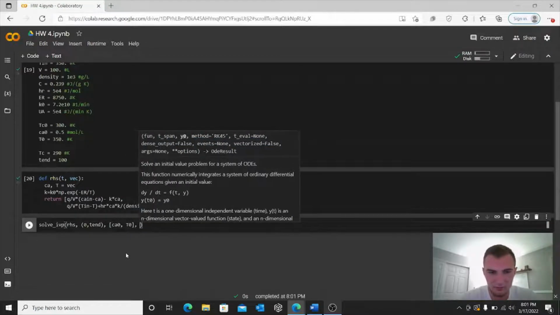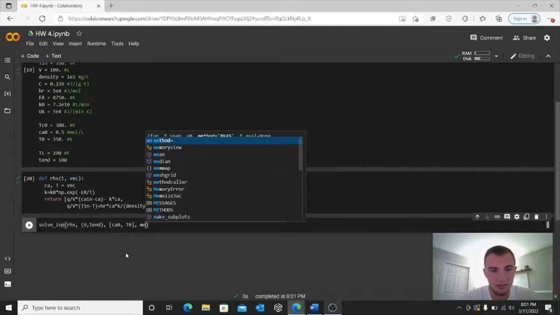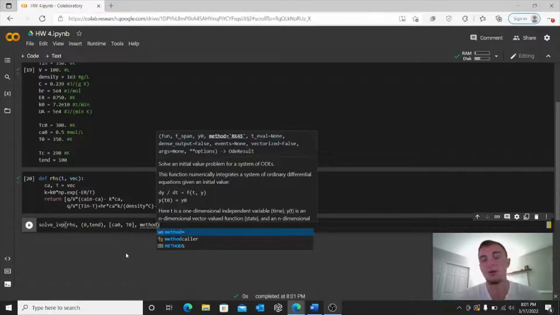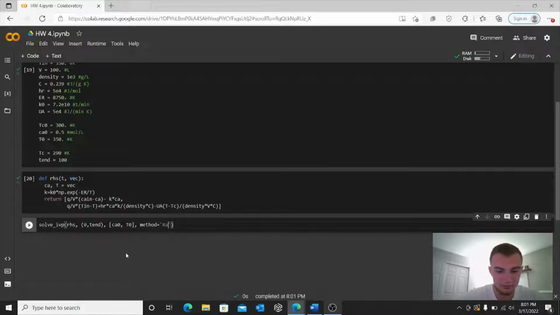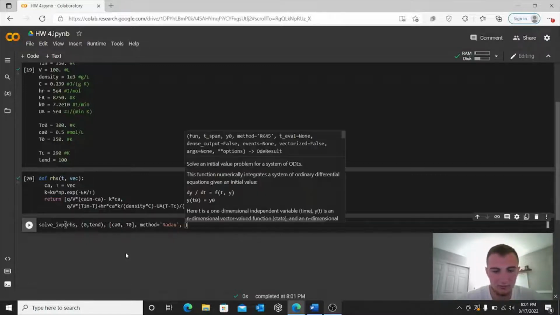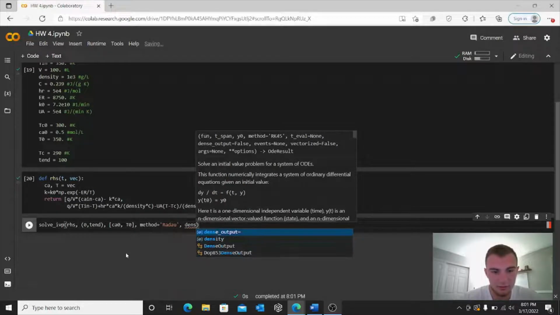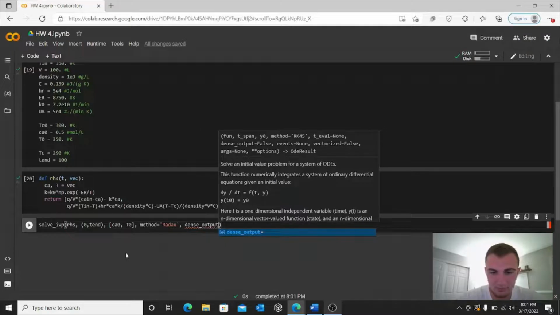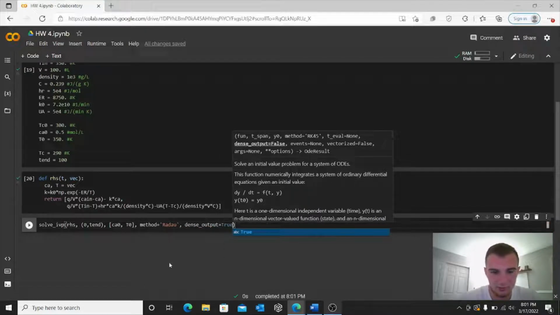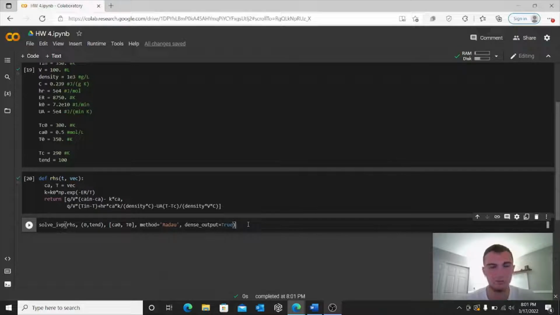After this we will need our method, and we will be using the Radau integration method. I'm not going to go too in depth on it, but that is the method we will be using in Python here. So Radau, and we will have our dense output here. So dense output will be true. And that should wrap up this here. Let's go ahead and run this and see if we made any errors when typing this code in here.